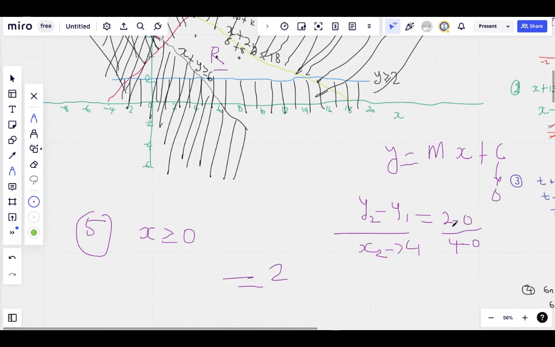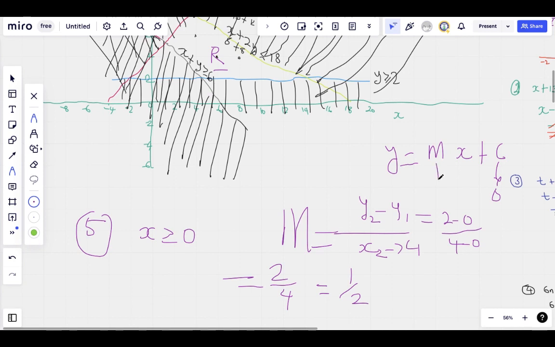Because 2 minus 0 is 2, and 4 minus 0 is 4. 2 over 4 simplifies to 1 over 2. Divide here by 2, divide here by 2. It becomes 1 over 2. So remember, that's my gradient. My gradient m is equal to 1 over 2.